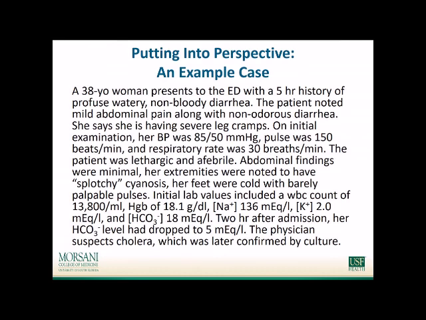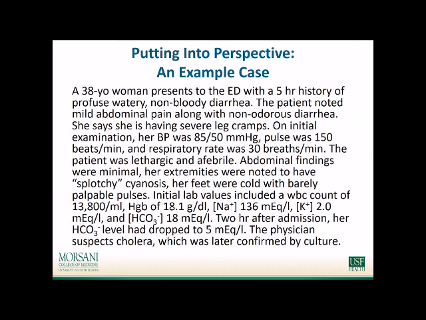And so this is just one example where we would have a 38-year-old woman with a 5-hour history of profuse, watery, non-bloody diarrhea. It's non-odorous. She's having severe leg cramps. Her blood pressure is low, 85/50. Her pulse was 150 beats per minute. Respiratory rate is 30, so she's not feeling very good. The patient is lethargic but afebrile. She has minimal abdominal findings. She's got splotchy cyanosis. Her feet are cold. She has a barely palpable pulse in those extremities.